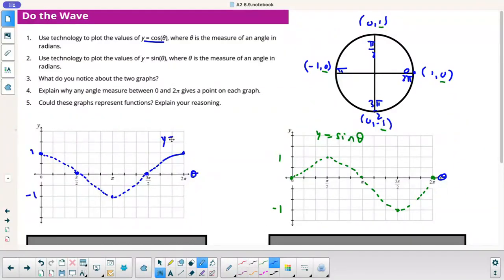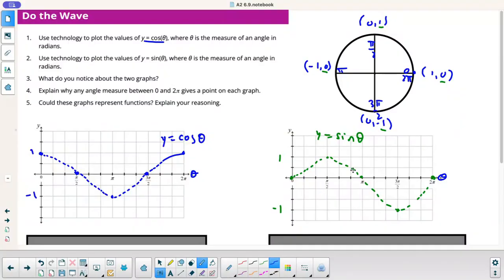And this was y equals sine of theta. And this one was y equals cosine of theta. So they're very similar graphs. The difference is that the sine graph starts at the origin, whereas the cosine graph starts at 1. And they're just like a horizontal translation of each other.